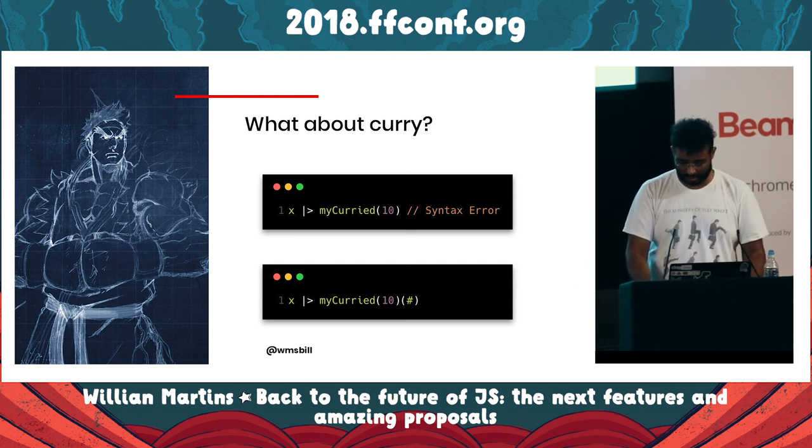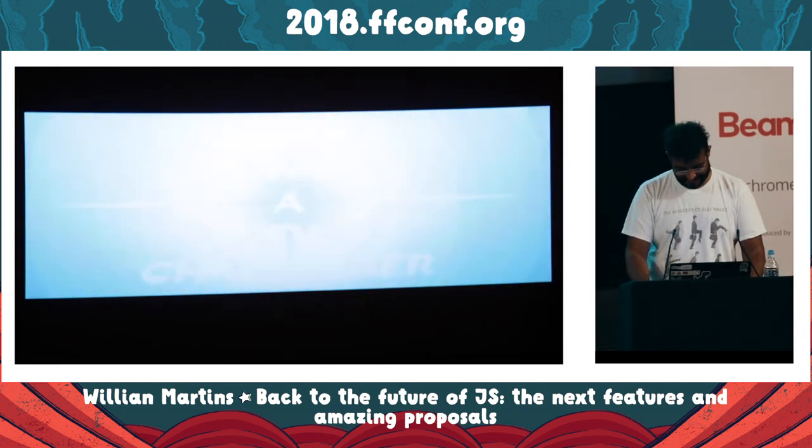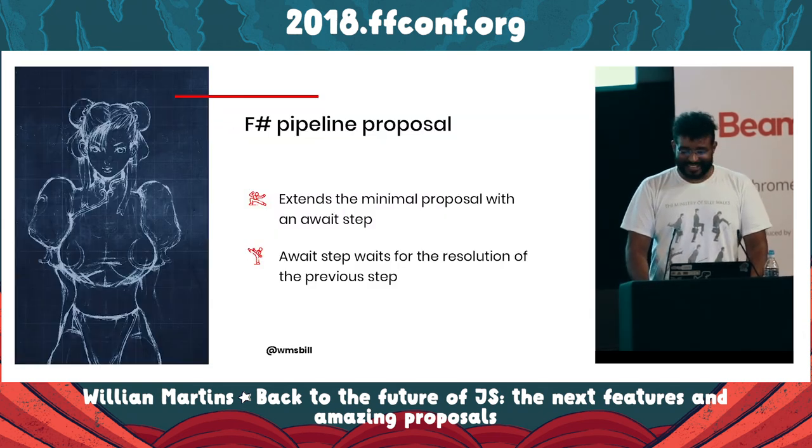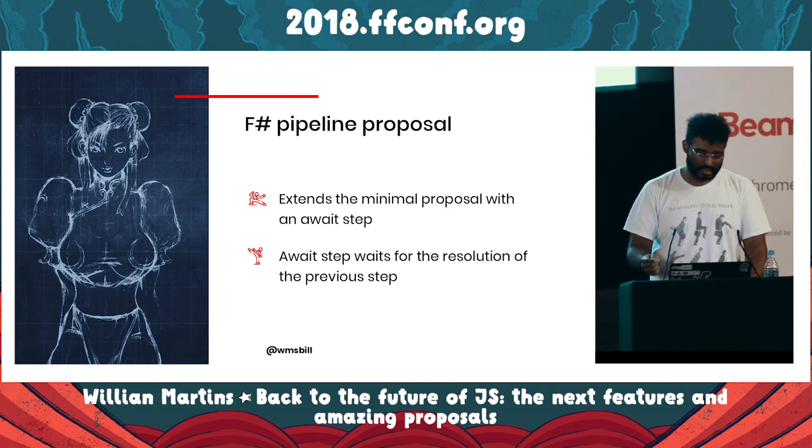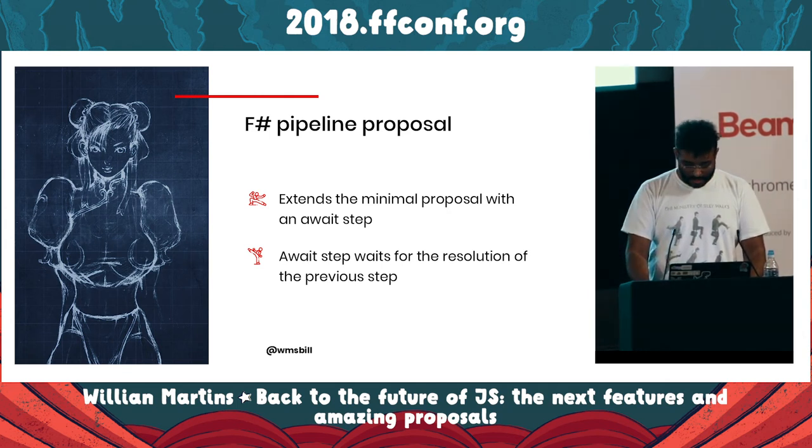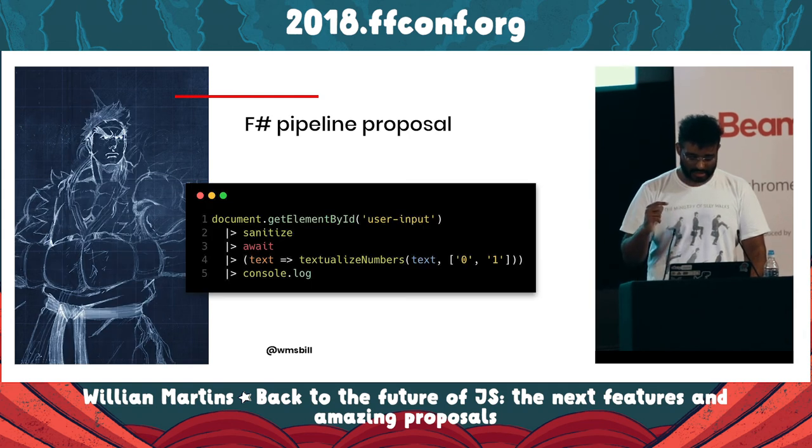So then we have the second competing proposal, which is... Here comes a new challenger. F-sharp pipeline proposal. It's a simpler proposal than the smart pipeline. It just extends the minimal proposal with an await step. So the await step just awaits the resolution of the previous step, so then you can pass it forward to the next one. This proposal is on stage one. So, demo time.